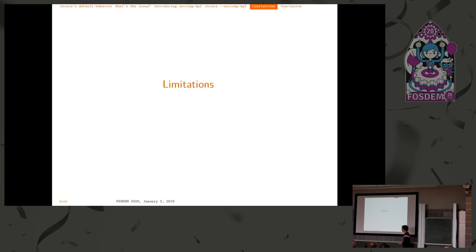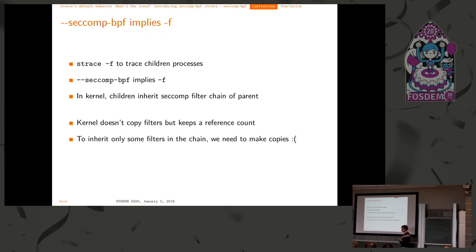Okay, some limitations of this option. So the first limitation, which Dimitri already mentioned, is that seccomp-bpf implies -f. So strace -f means that you're going to trace all of the children of your traced process when they fork, when they clone. The reason for that is that in the kernel, the children inherit a seccomp filter chain of programs from their parents. And the way they do this in the kernel is that they simply give a reference to the beginning of the chain to the children. So each child in the kernel will have a reference to the seccomp filter chain of the parent.